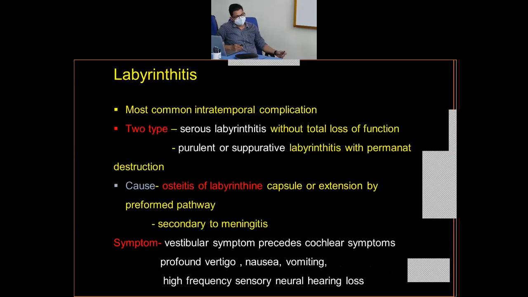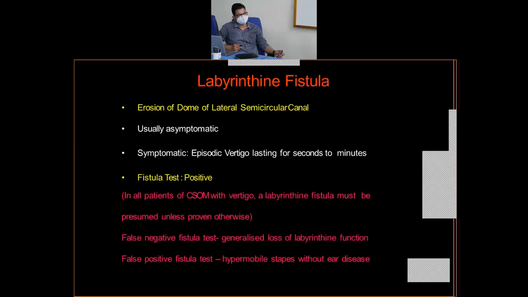So if the labyrinth is involved, what will be the symptoms? Loss of function of the vestibule or cochlea. Vestibular symptoms always precede cochlear symptoms. If the vestibule is involved first, the symptoms are vertigo, nausea, vomiting. All those will come first. Then slowly the cochlea will be involved, and ultimately it will lead to high frequency sensorineural hearing loss. If the cochlea is involved, obviously there will be hearing loss, and it will be sensorineural type.